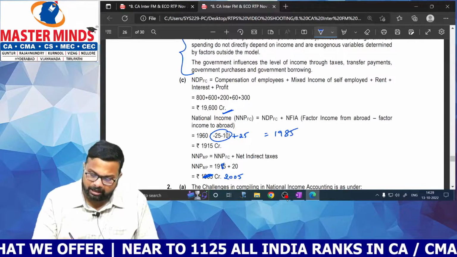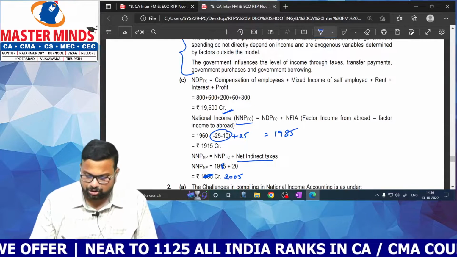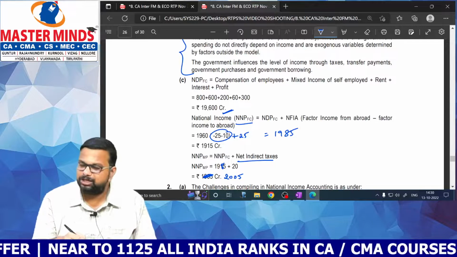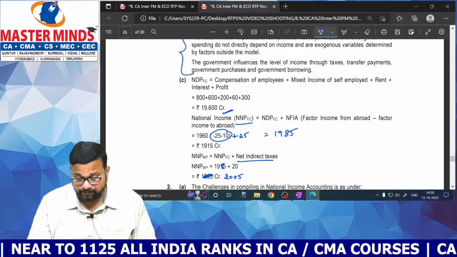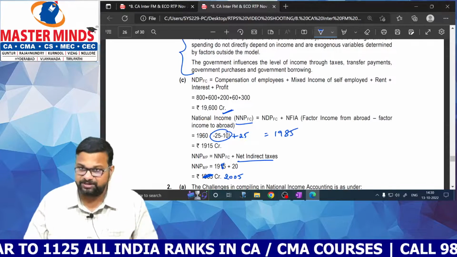Once you have calculated NNP at factor cost, if you add net indirect taxes, you will get NNP at market price. So you have to make a small correction in this answer. If you are thorough with the concept, you can easily find the mistake.